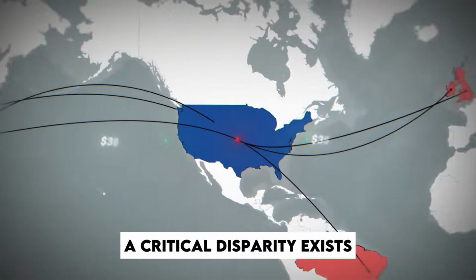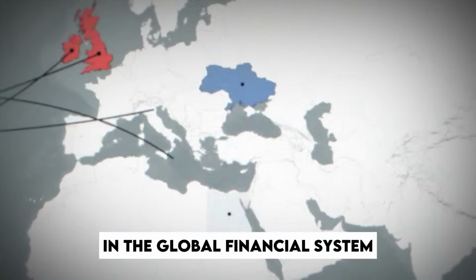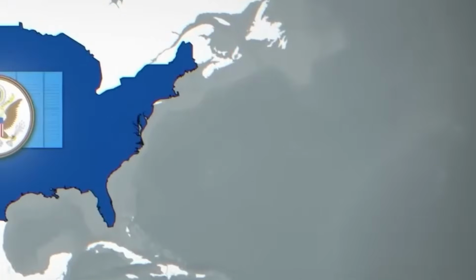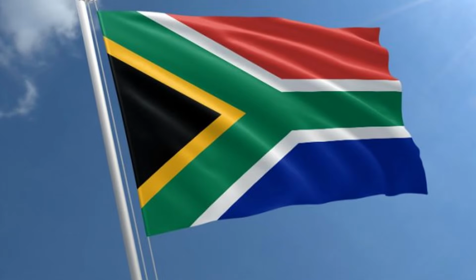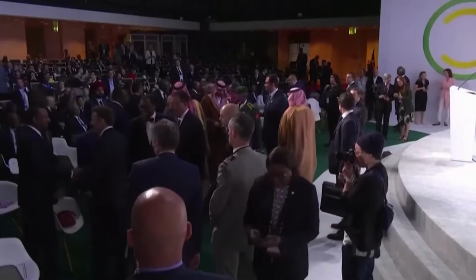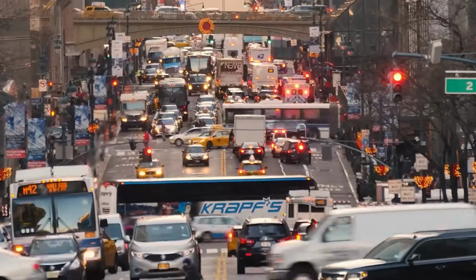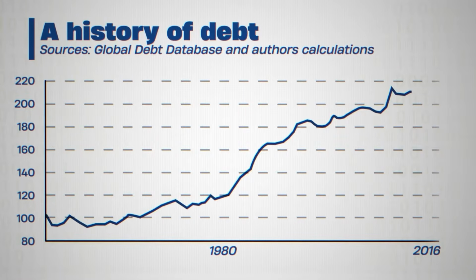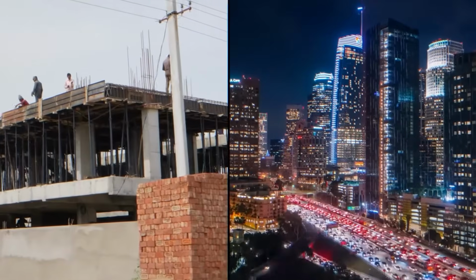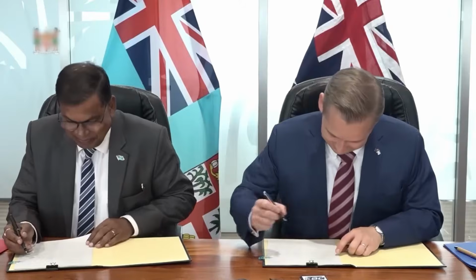A critical disparity exists in the global financial system, one that fundamentally distinguishes the national debt of Western nations like the United States from that of African and other developing countries. Understanding this distinction is essential to unmasking a system that many argue is designed to perpetuate economic inequality. This system is currently under intense scrutiny as institutions like the International Monetary Fund, IMF, confront African nations, such as Ghana, for asserting their economic sovereignty.